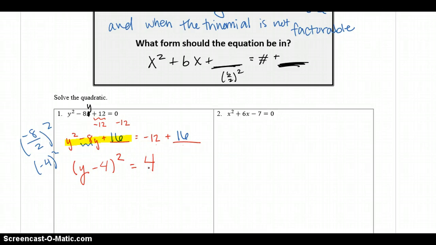Now, think back to 10.4. If I have something squared and it's all by itself, I can take the square root of it. So we're going to take the square root of both sides to get rid of that square. The square root of something squared undoes it, so I'm just left with what's in parentheses, y minus 4. And that is going to be equal to the square root of 4, which we know could be positive or negative 2.